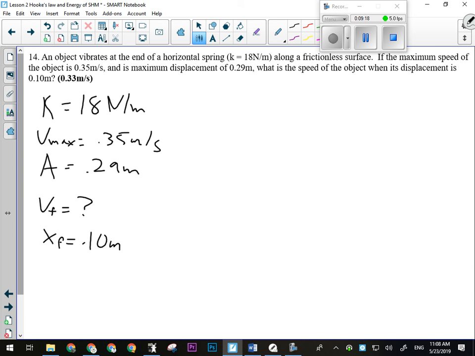What do I not know about this object right now? I don't know its mass. Is that something I'm going to need if I want to calculate how fast it's going? Yeah, I can't calculate anything about kinetic energy without mass. I need mass, it's part of that formula. But here's what I can do. I can compare the equilibrium position and the maximum amplitude. I know the maximum amplitude, the maximum speed, and the spring constant. The only thing I don't know is mass. I can find it if I set those two things equal to each other.